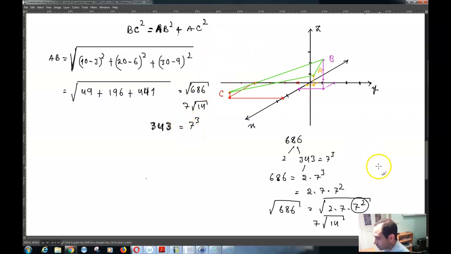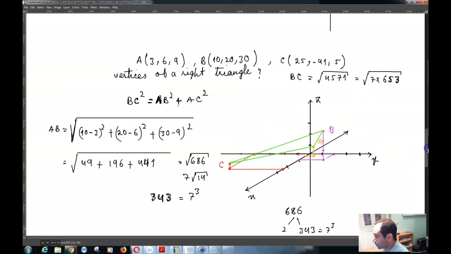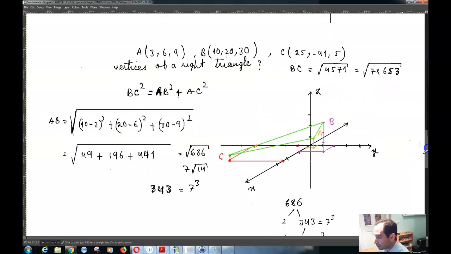So this length AB is equal to 7 square root of 14. So that's the next one.